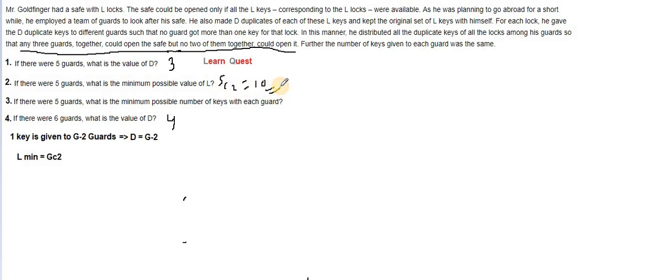Now if there were 5 guards, what is the minimum possible number of keys with each guard? Well, it is asking minimum possible number of keys. Now see, there are 5 guards, so G is equal to 5. Now since G is equal to 5, what is the value of D, that is duplicates? Number of duplicate keys is nothing but 5 minus 2 is equal to 3. That is the number of duplicate keys for each lock. Each lock is having 3 keys.